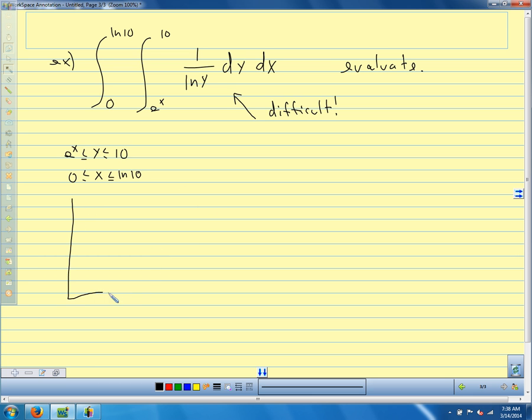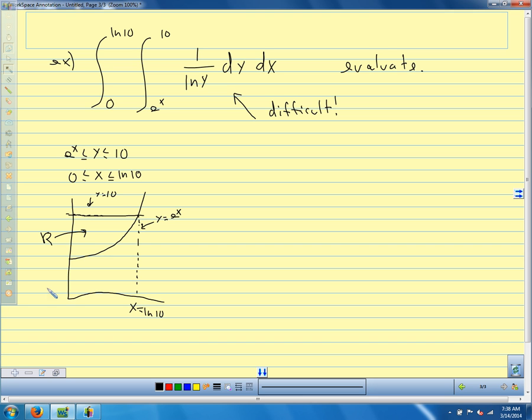So here's my xy plane. Here's e to the x. Here is y equals 10. I'll make that solid. And this is y equals e to the x. And this is going to be x equals natural log 10. All right, so where is our region of integration? Is it here, down here, or up here? Up, okay, so this is our region.